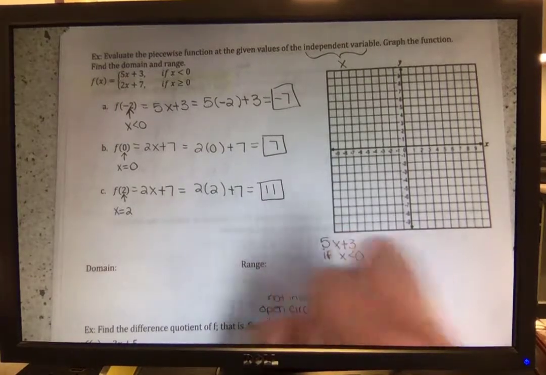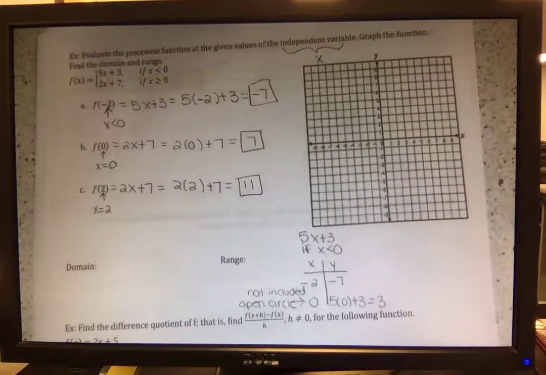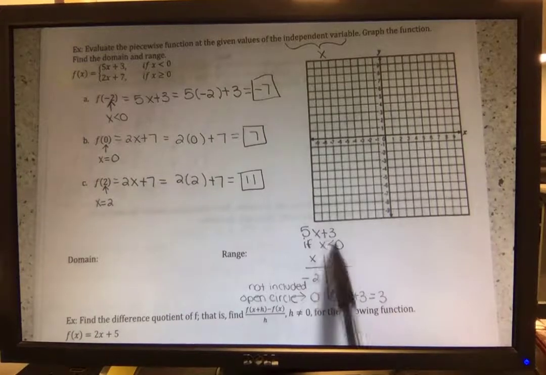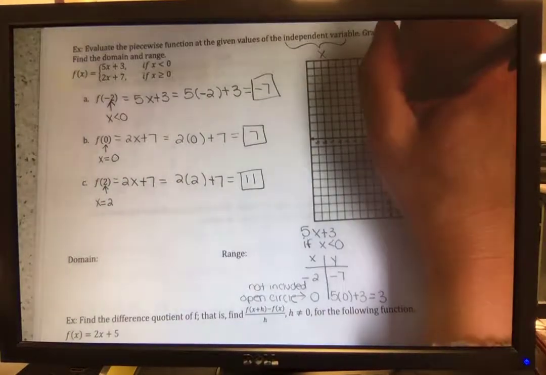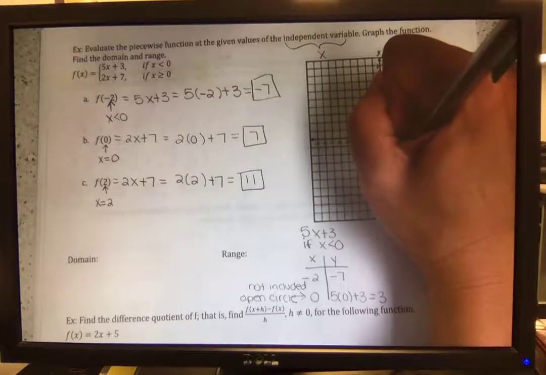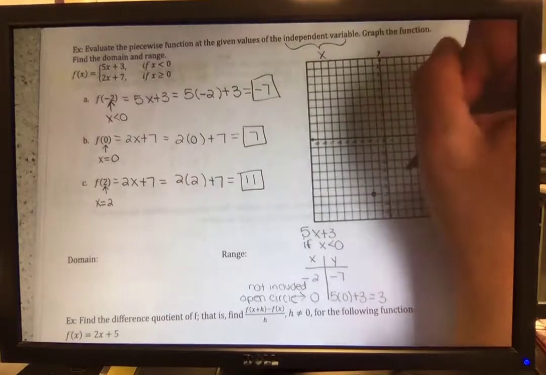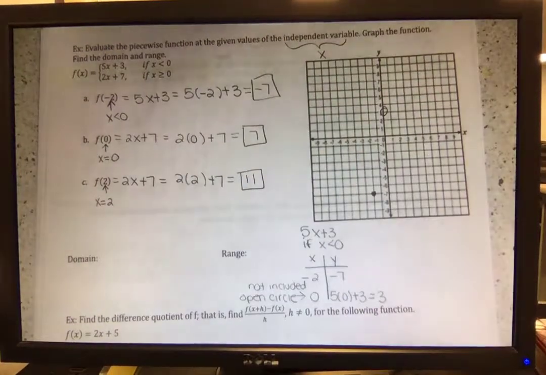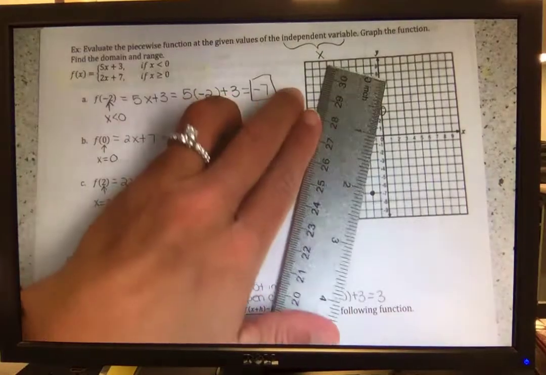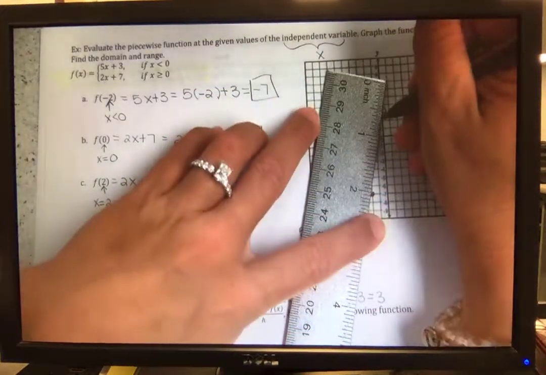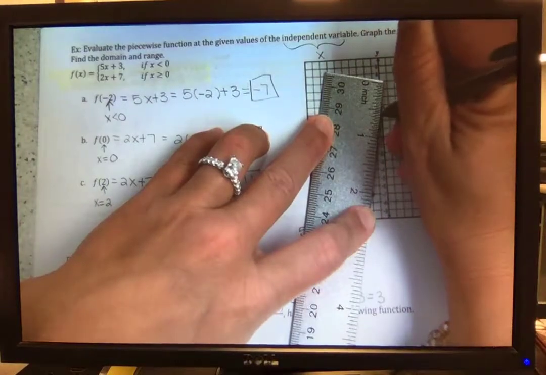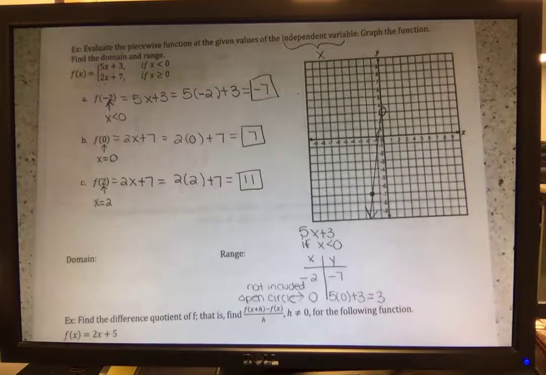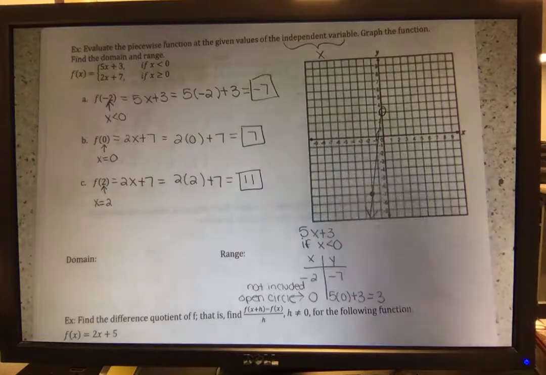So I always want to do the endpoint to see where that open circle is at, to see where the end of my graph is at, but at that point it's going to be an open circle because of the symbol. So negative 2, negative 7 is one point, and then 0, 3 is going to be our open circle. Connecting the dots. So it's going on forever in a negative direction. Boom. There's our graph. Maybe so you can see it a little bit better.